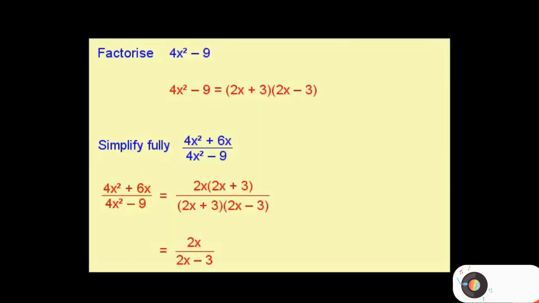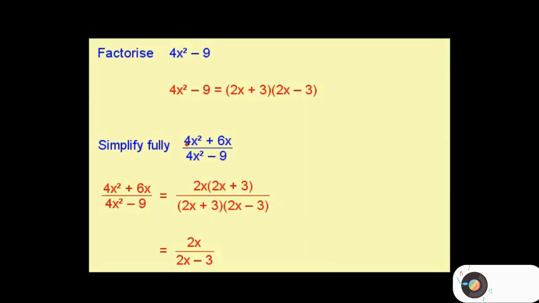Here are the answers. This is the square of 2x, and this is the square of 3, so I can factorise it like this. When I come to do this question, I notice that the bottom is the difference of two squares that I factorised a moment ago. So the bottom of the fraction can be factorised to this.